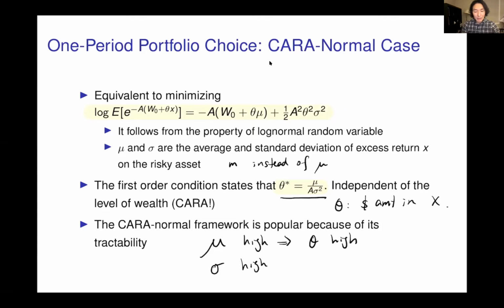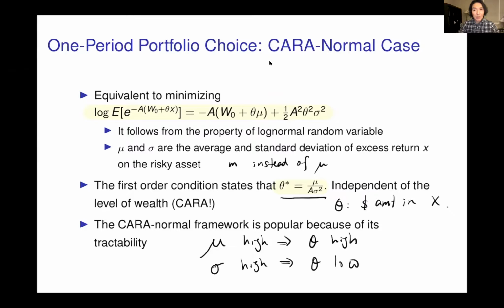And when sigma is high, theta is low. It's a very intuitive result. What is theta? theta는 리스키 에셋에 대한 디맨드예요. 내가 리스키 에셋을 얼마나 살 건지에 대한 디맨드입니다. 이 디맨드는 크게 봐서 두 가지의 지금 좌우가 돼요.